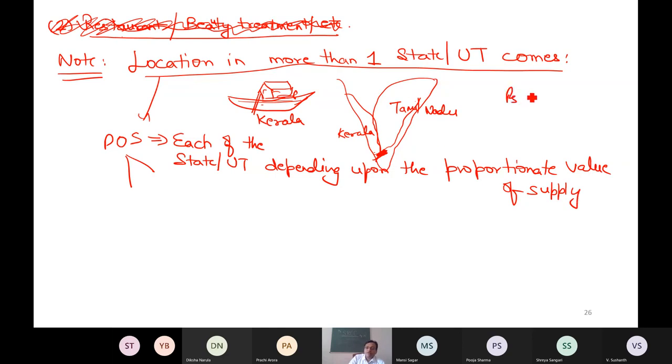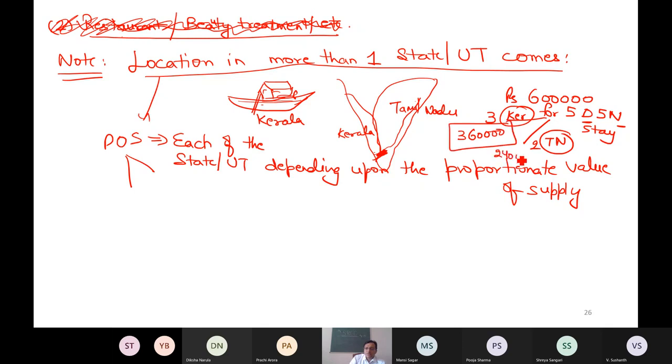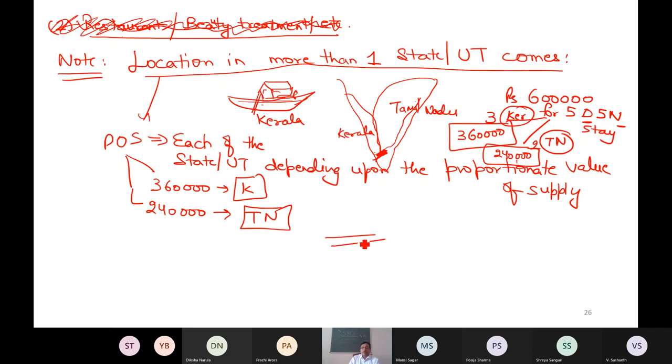Like if the total value of this houseboat is 6 lakh rupees for a 5 days and 5 nights stay. For 3 days, the boat was in Kerala and for 2 days the boat was in Tamil Nadu, then we will divide it proportionately. So 6 lakh is divided in the ratio of 3:2, and I will get 3 lakh 60 thousand for Kerala and 2 lakh 40 thousand for Tamil Nadu. On this basis the place of supply for 3 lakh 60 thousand will be Kerala, and the Kerala government gets the revenue on this value. On 2 lakh 40 thousand, the Tamil Nadu government will get the revenue. That's it. I hope the point is clear.